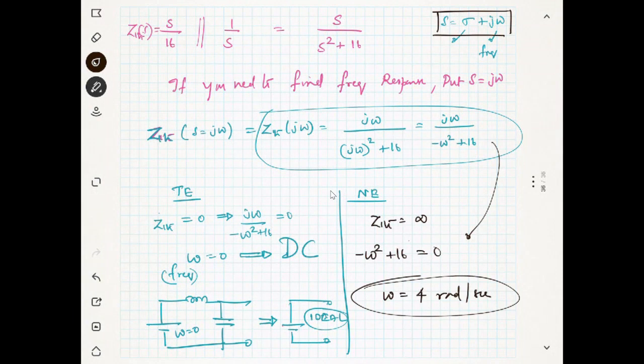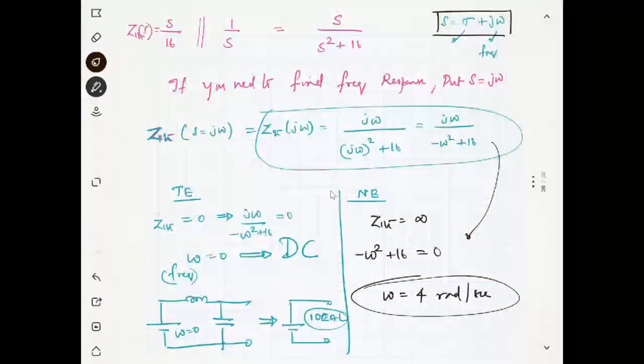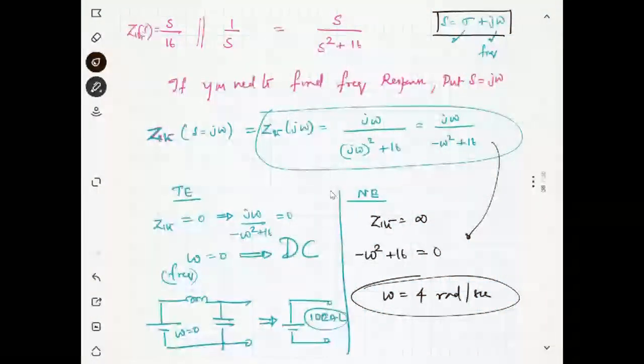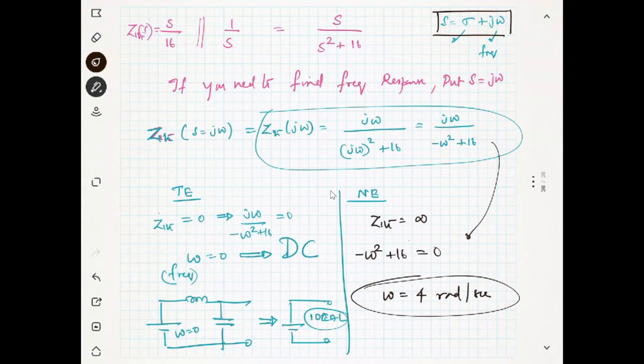So this is the case for an ideal current source. Now we will see the next problem, question number 9. I will give it to you. You can find the Thevenin and Norton equivalent.